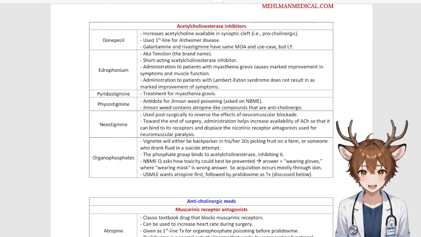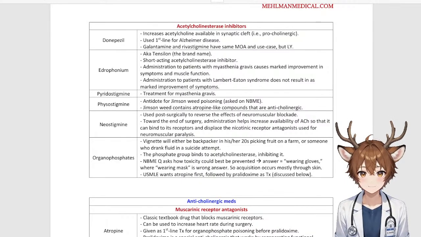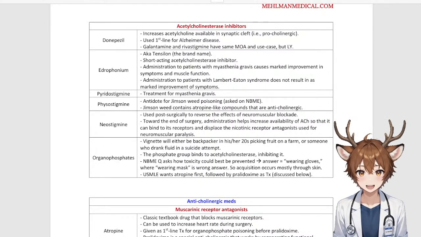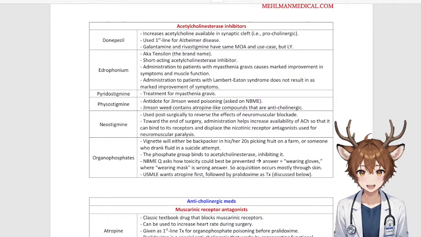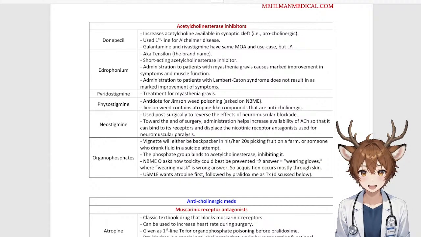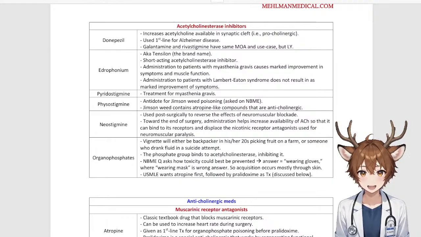Edrophonium, aka Tensilon, the brand name, is a short-acting acetylcholinesterase inhibitor. Administration to patients with myasthenia gravis causes marked improvement in symptoms and muscle function. Administration to patients with Lambert-Eaton syndrome does not result in as marked improvement of symptoms. Yeah, that's an important thing to distinguish.